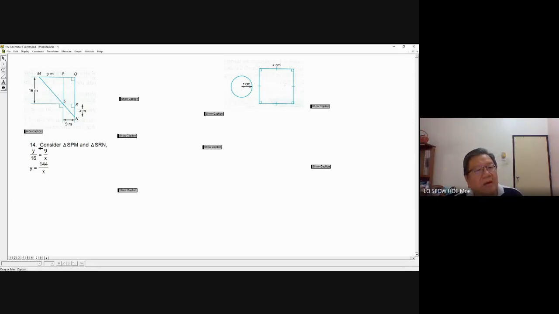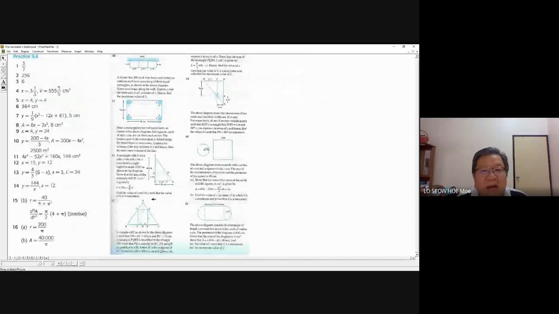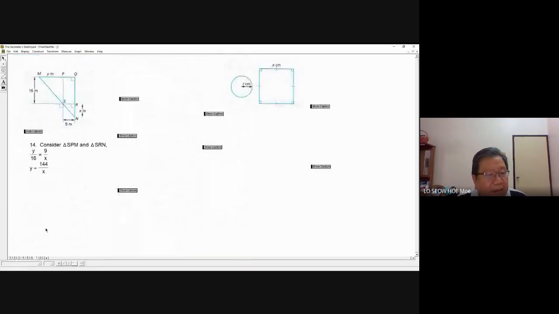Oh, here. Okay, right. So we use the similar triangles and we get the relationship between x and y. We make y the subject of the formula: y is 144 divided by x. The next one we want to find is RN plus MP. RN is x, MP is y. Let the length be L. L equals RN plus MP, so the total length is x plus y.